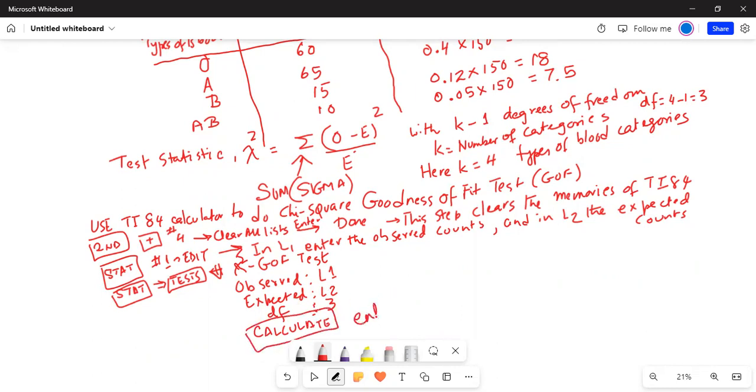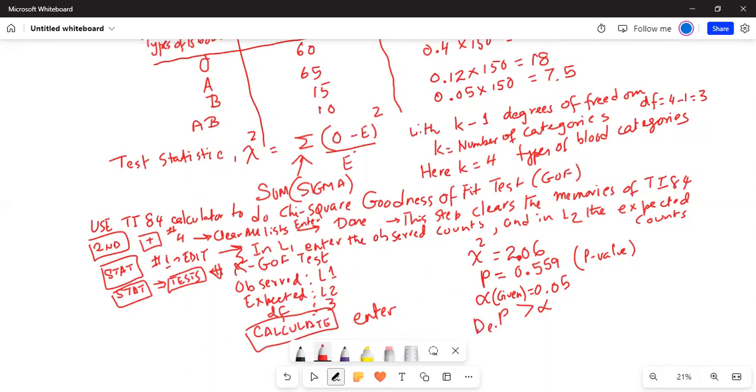And hit enter. We are looking for the test statistic and the p-value. The test statistic chi-square is equal to 2.06, and the p-value is 0.559. The alpha value given to us is 0.05. P is greater than alpha. Remember, the p-value is the probability of getting a test statistic as extreme as 2.06.